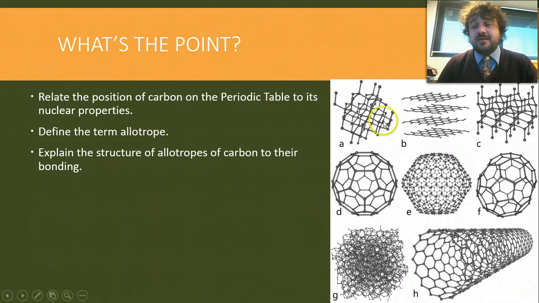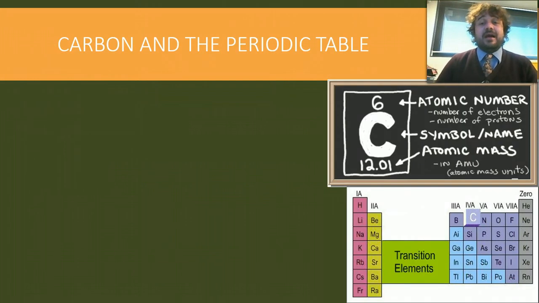Now, if you have a look over here, here are eight of the main ways that we can see carbon. Now, these are the most common ways. There are a couple more. There are lots of allotropes of carbon, and we'll get into what that is in a second. Okay, but first, carbon and the periodic table.